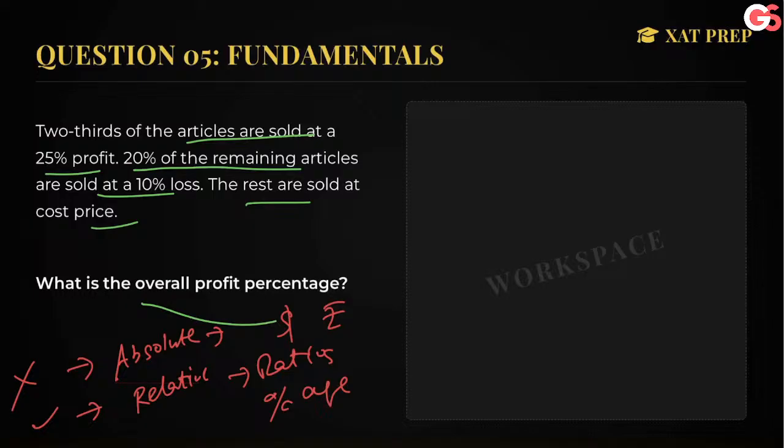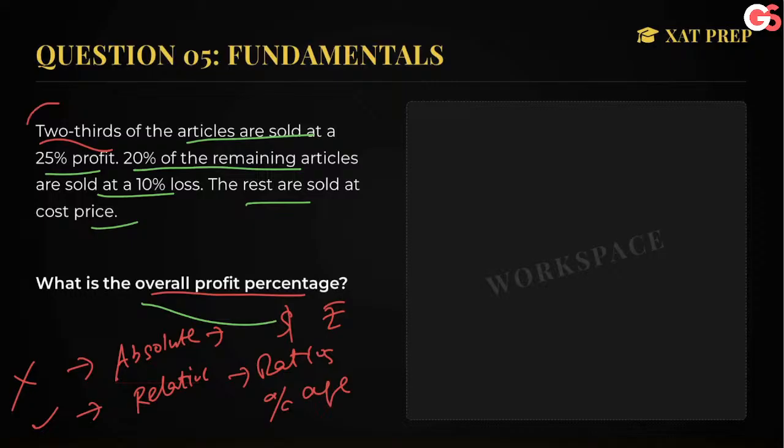यहाँ पूछ रहा है overall profit percentage. Now when the absolute value is not given, relative value is given, and relative thing is asked, we can assume any value for absolute. This is something which is very, very important. Is that clear, everyone? तो यहाँ पे क्या है कि 2/3 और रिमेनिंग 20% ऑफ रिमेनिंग आर्टिकल्स.